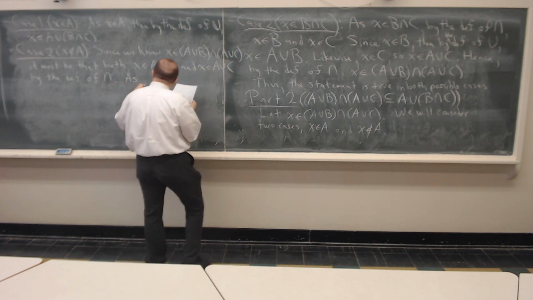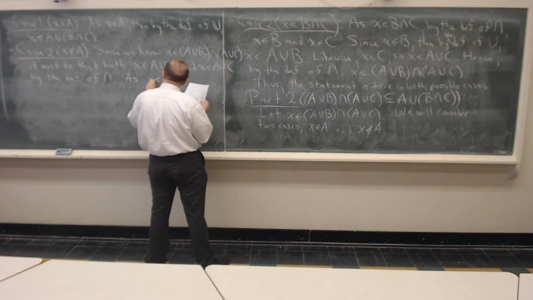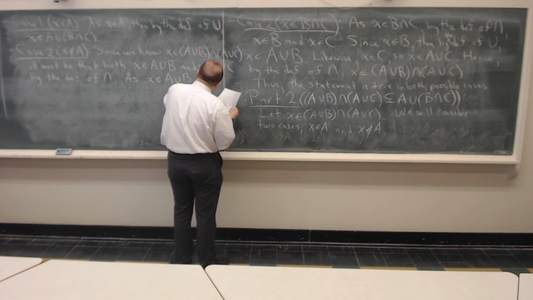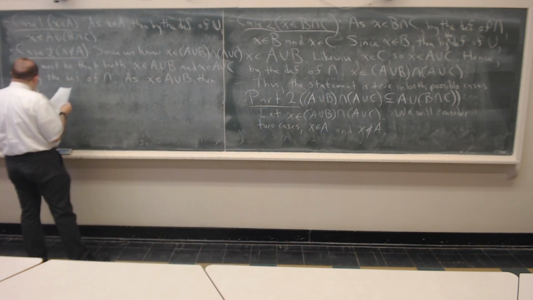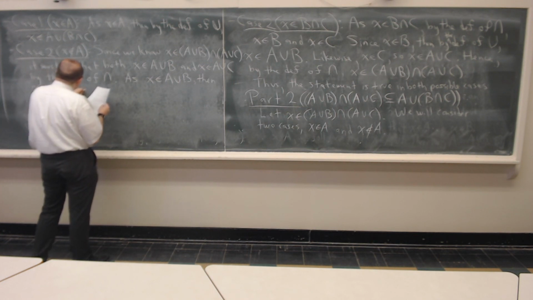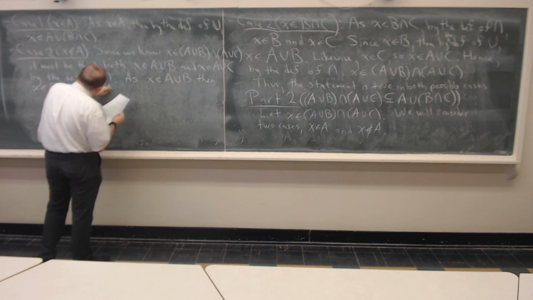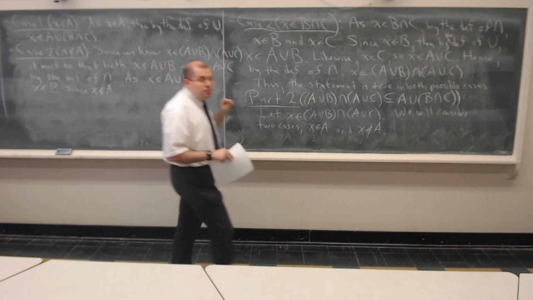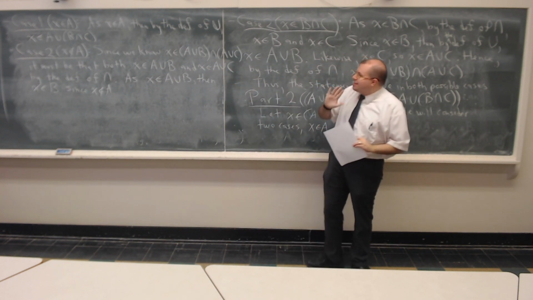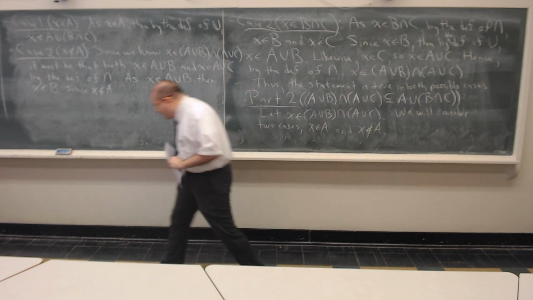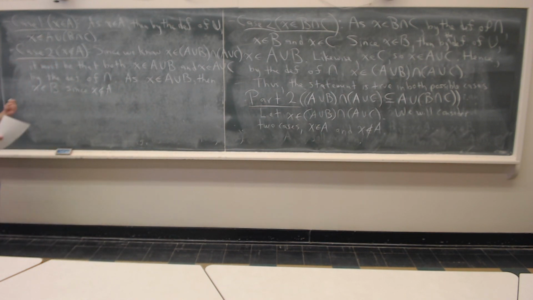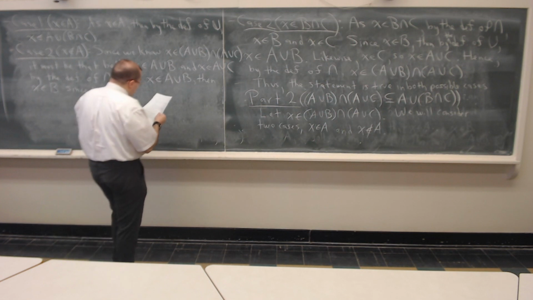As X is in A union B, then X is in B since X is not in A. Remember, for this to be true, it has to be that X is in B, because X is not in A. That's the case we're considering. So for this to happen, you're going to need it to be in B. Likewise, we're going to see the same idea apply in a moment.